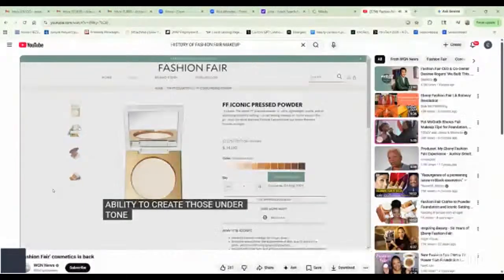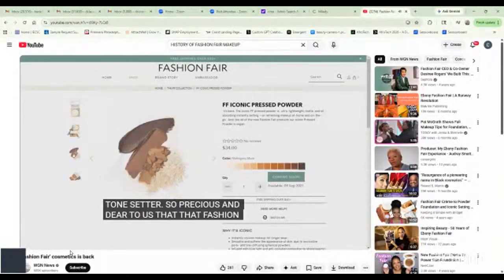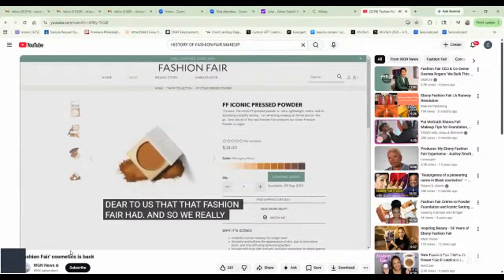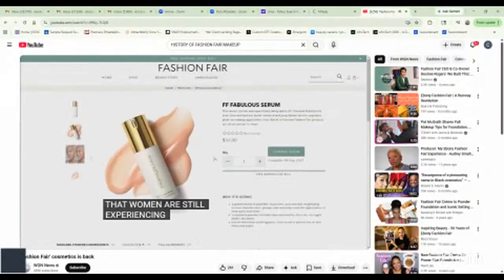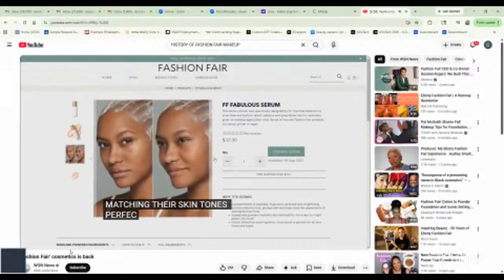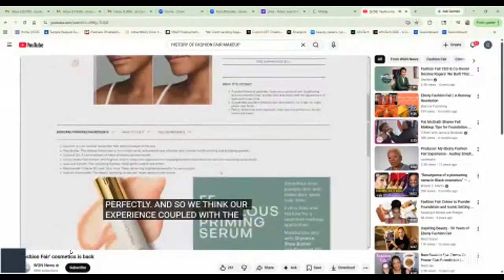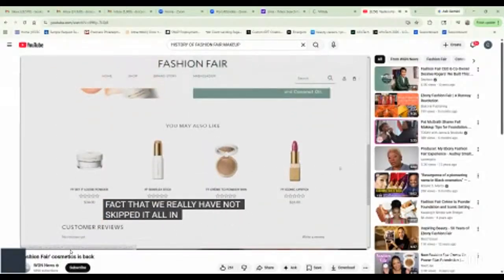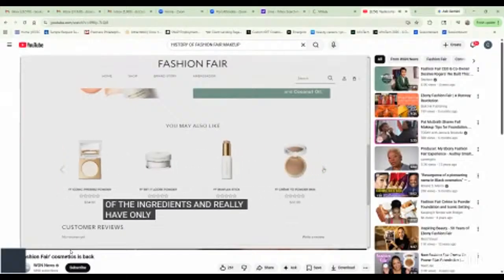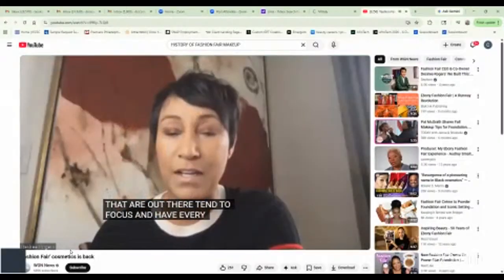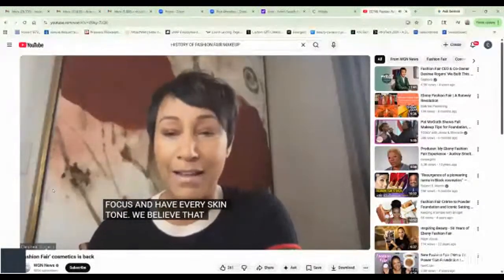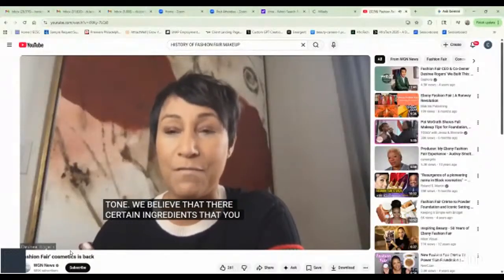And so we really think there is a niche where women are still experiencing some trouble matching their skin tones perfectly. We think our experience, coupled with the fact that we have not skimped at all on any of the ingredients and have only focused on darker skin tones. Many of the brands out there tend to focus on every skin tone. We believe there are certain ingredients that you use for a beige to a black that maybe don't work if you go wider.